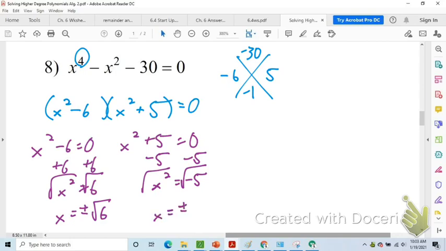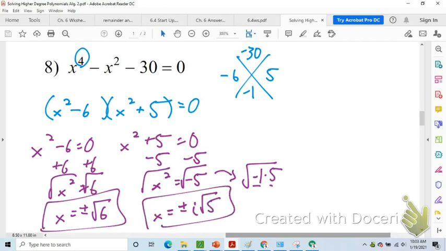Now since there's a negative here, this is the same thing as negative 1 times 5. The square root of negative 1 is always i. And then leave the root 5 on it because you can't do anything with that. Can't simplify it. That's all done.